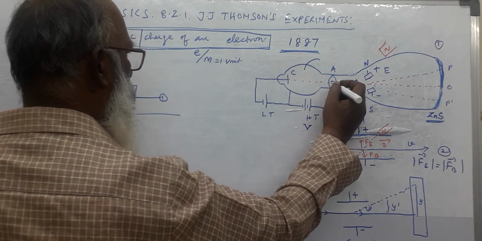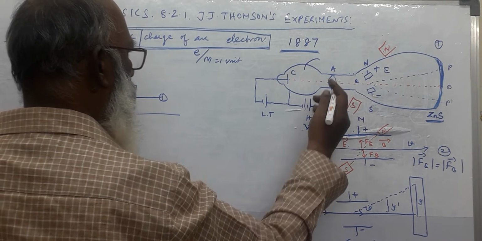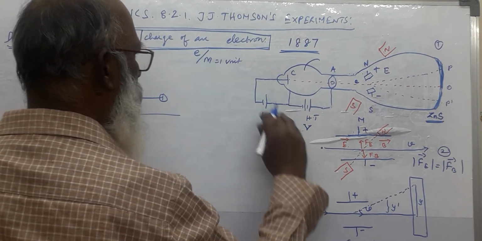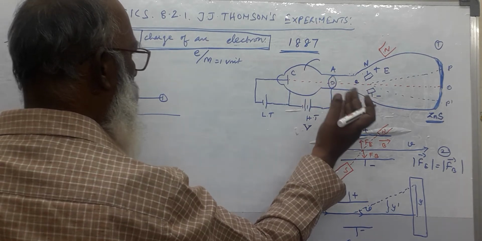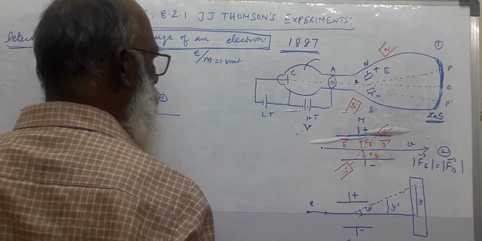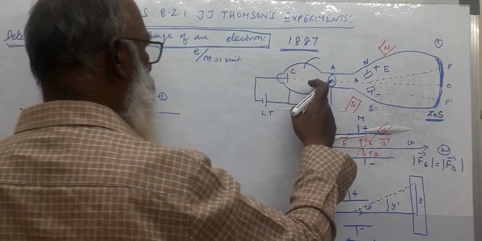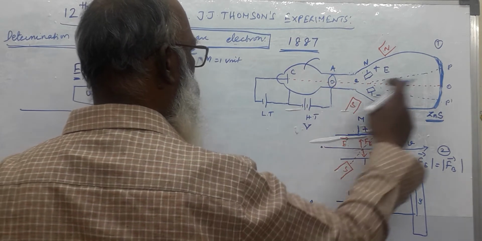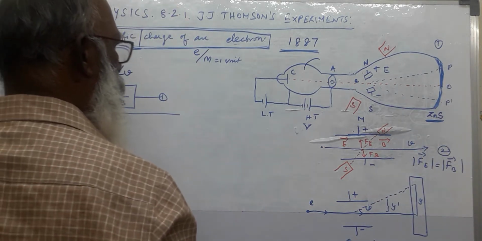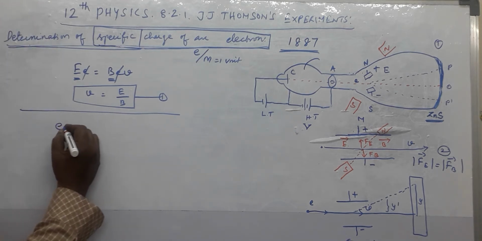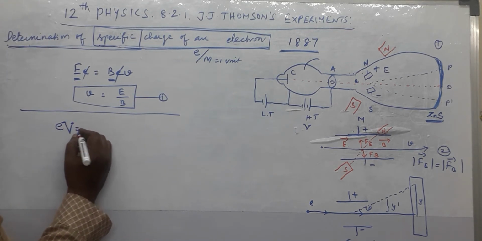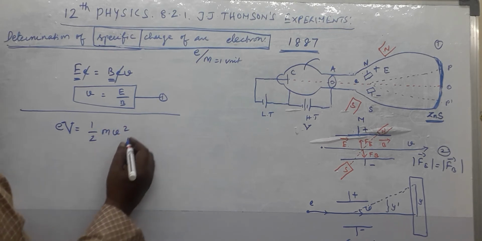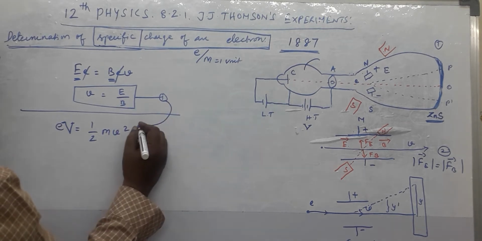At the anode, the energy e into V is completely transferred to the kinetic energy of the electron, so that this kinetic energy carries the electron to the screen. That's a famous equation, so we can write the potential energy equal to kinetic energy, eV equals half mv square. But we know the value of v with the help of equation 1.